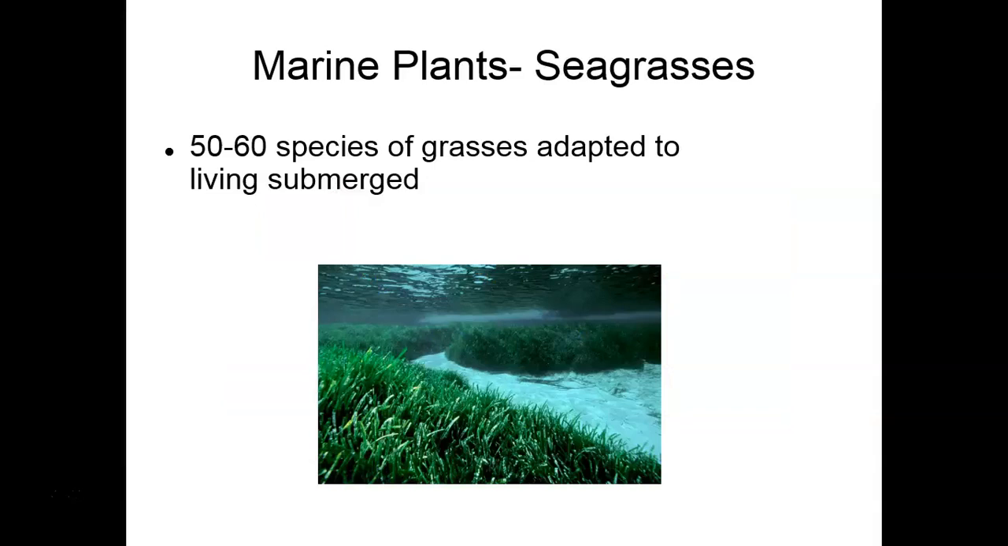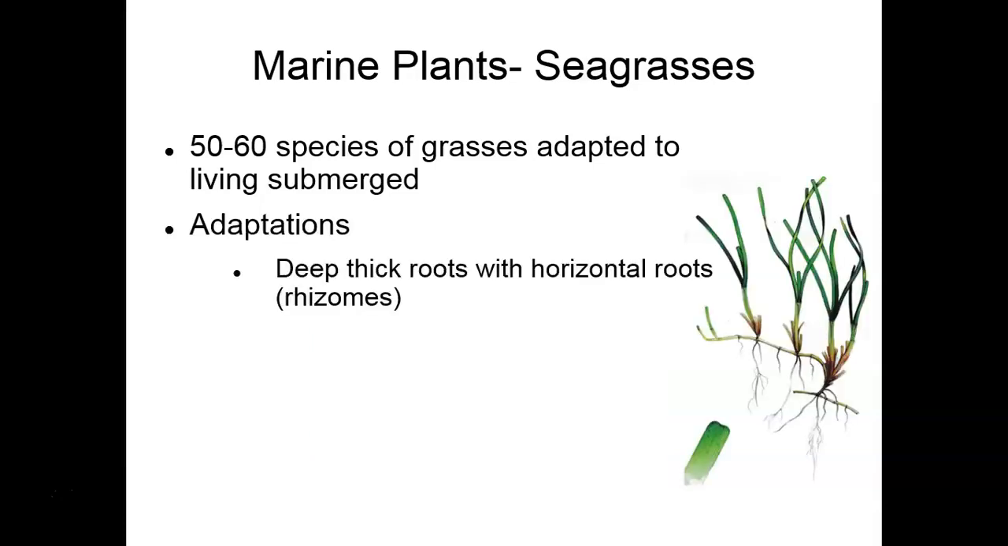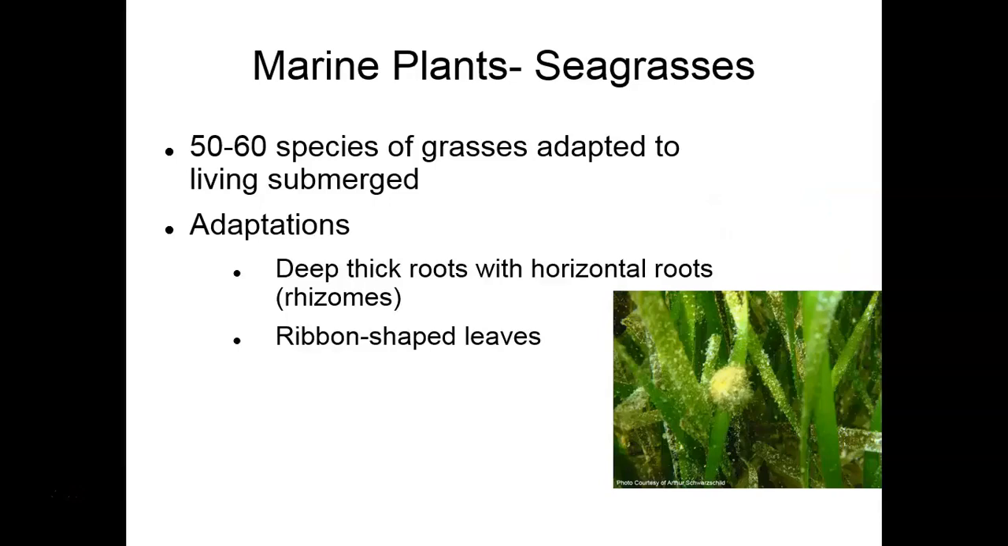Okay, and the other category of marine plants are seagrasses. There are about 50 to 60 species of seagrasses that are adapted for living underwater in salty environments. So their adaptations include deep, thick roots with horizontal roots or rhizomes that grow. So that makes them difficult to pull out. So when waves come along, they're anchored in pretty strongly.